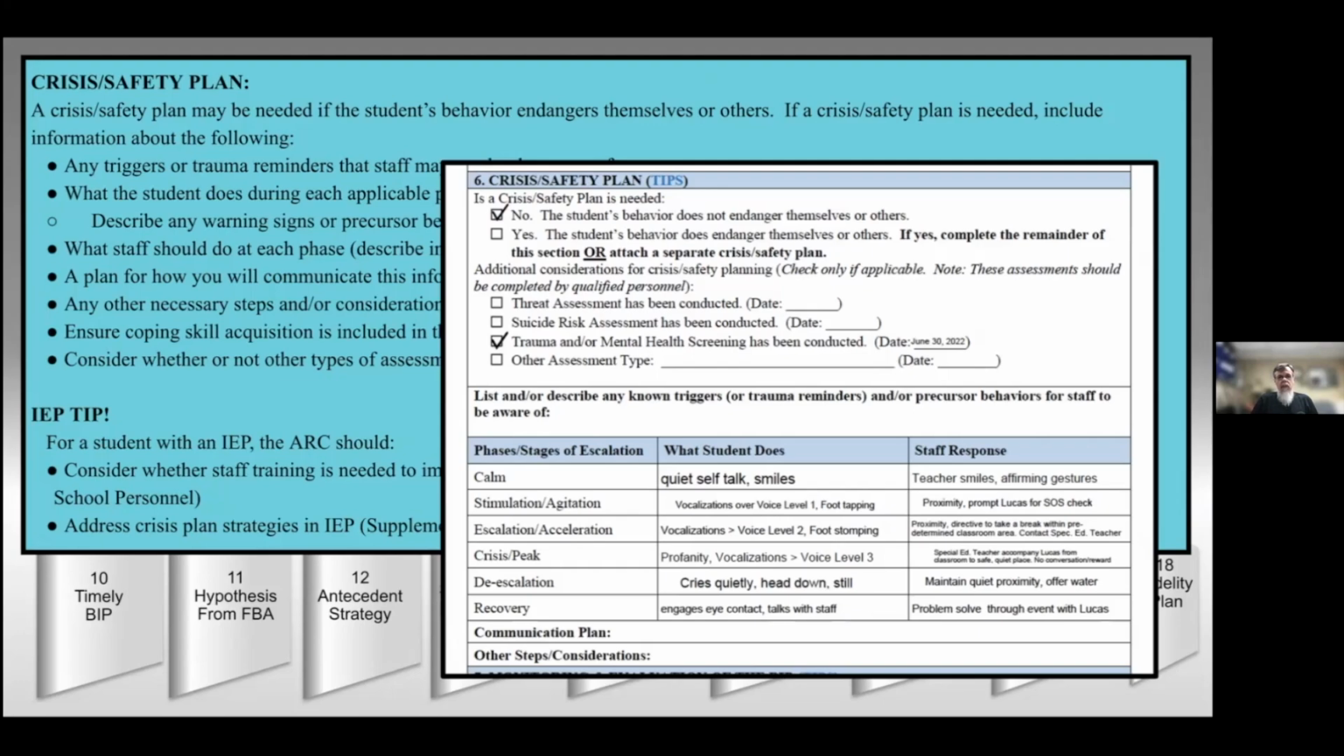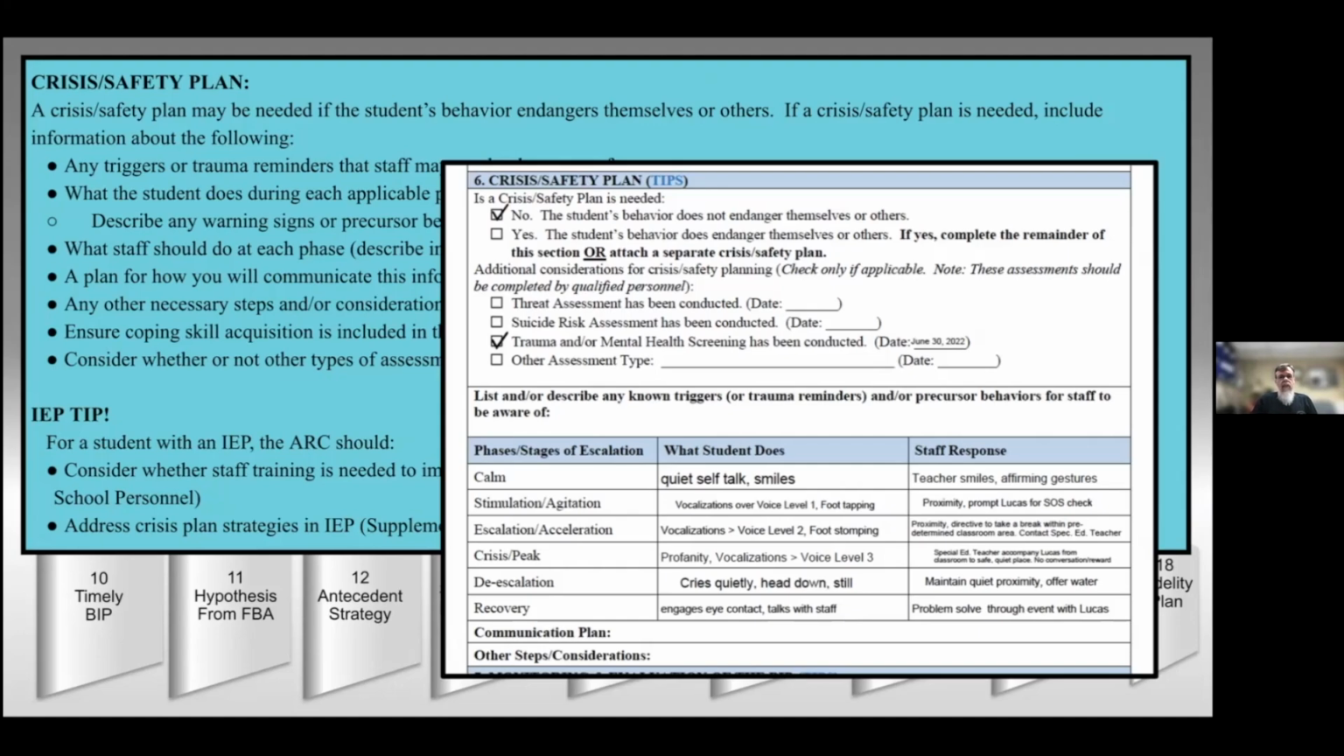If you look at the bottom of this page, phases, stages of escalation, calm. What does the student do while they're calm? How does the teacher respond? What does staff do? Now, calm is just normal baseline behavior. Stimulation, agitation, they're starting to get just a little antsy, maybe moving papers around a little bit, maybe starting to squirm around in their seat a little bit, rustling the papers and clicking pens, dropping pencils, things like that.